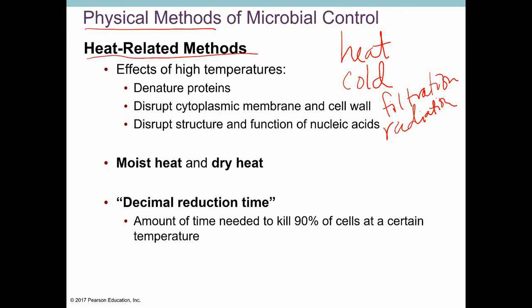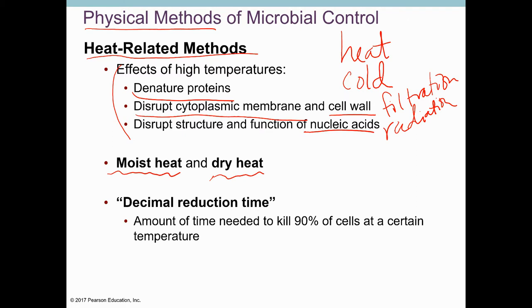So heat-related methods, just a review. You remember that high temperatures denature proteins, disrupt membranes and cell walls, and disrupt nucleic acids. So really heat hits all of the main targets that allows us to control microbial growth. So it's a great method when it can be used. Fundamentally, there are two types of heat. We call them moist heat and dry heat. As you might guess, moist heat involves water or liquids, and dry heat doesn't involve any water. And we'll go over those in just a sec.